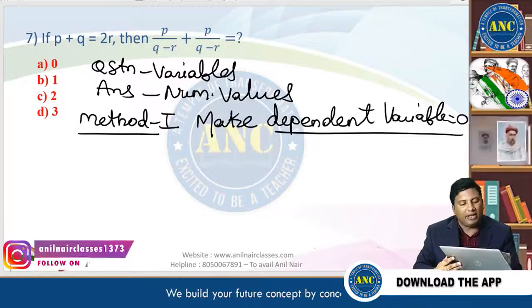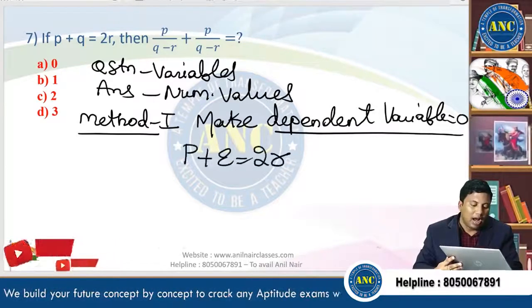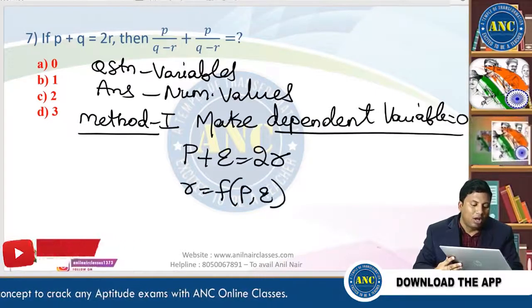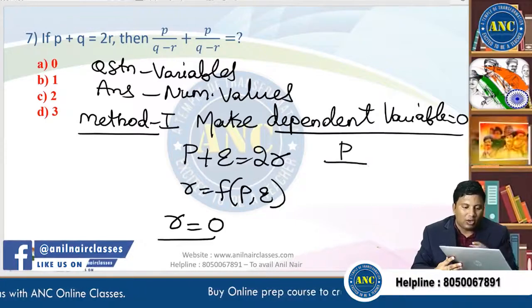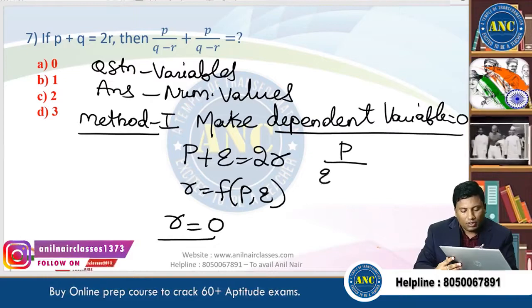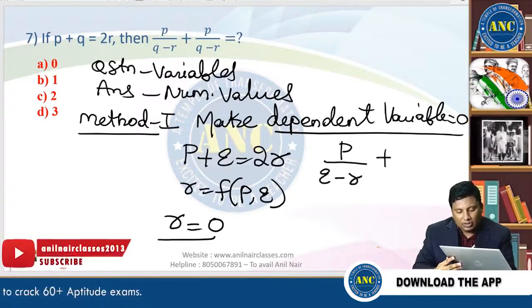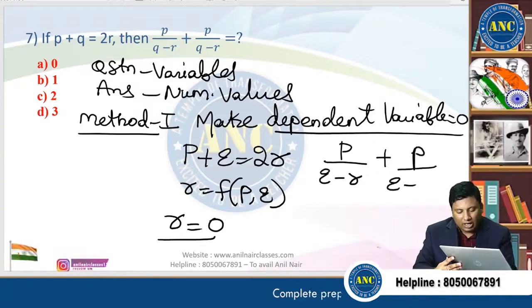Make dependent variable 0. P plus Q equals 2R. R is nothing but dependent on P and Q. Make R value 0. If R value is 0, then this question will become P by Q minus R plus P by Q minus R.